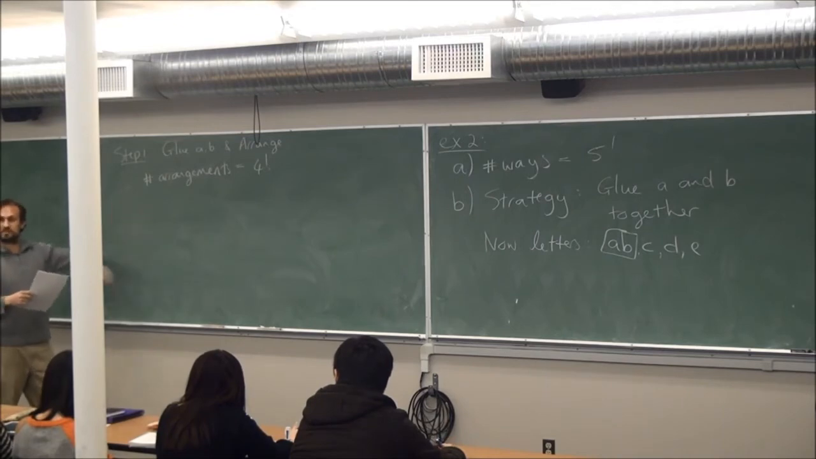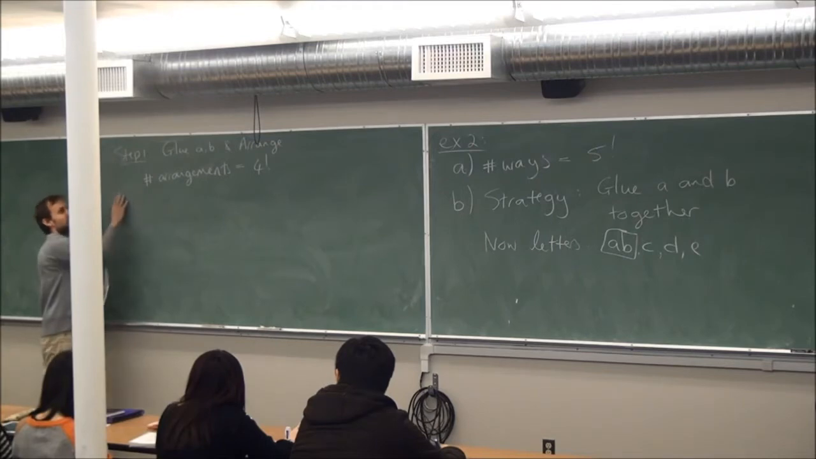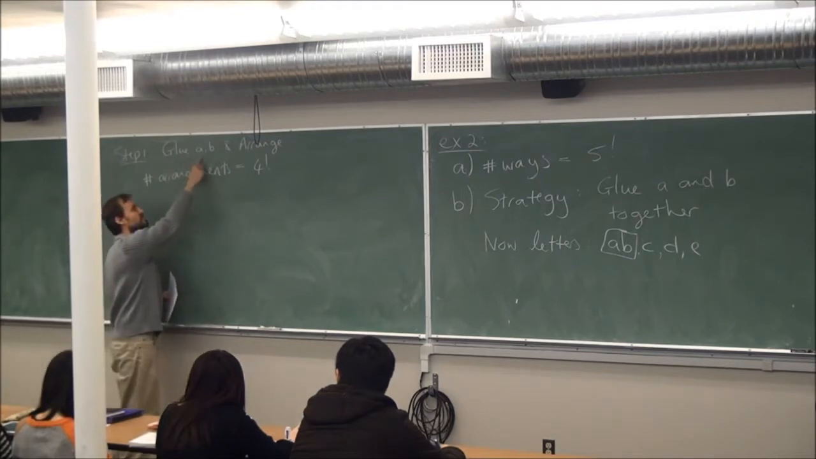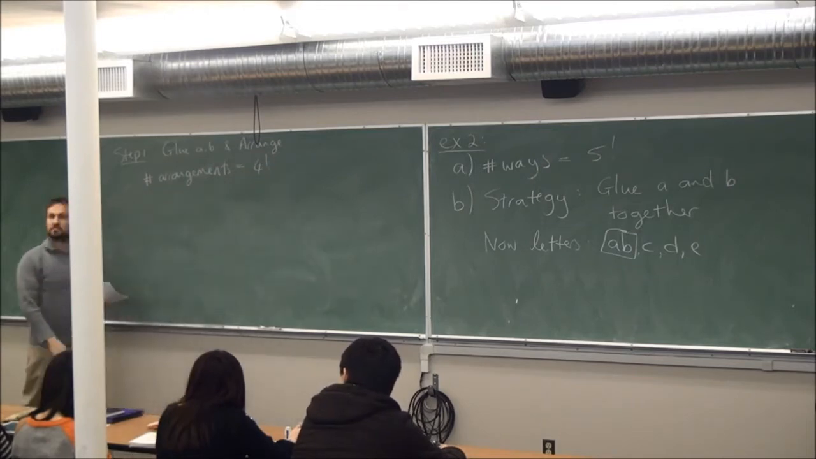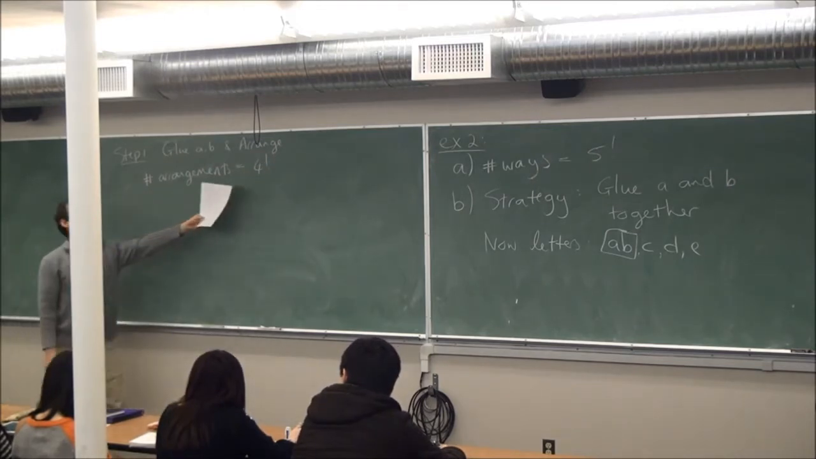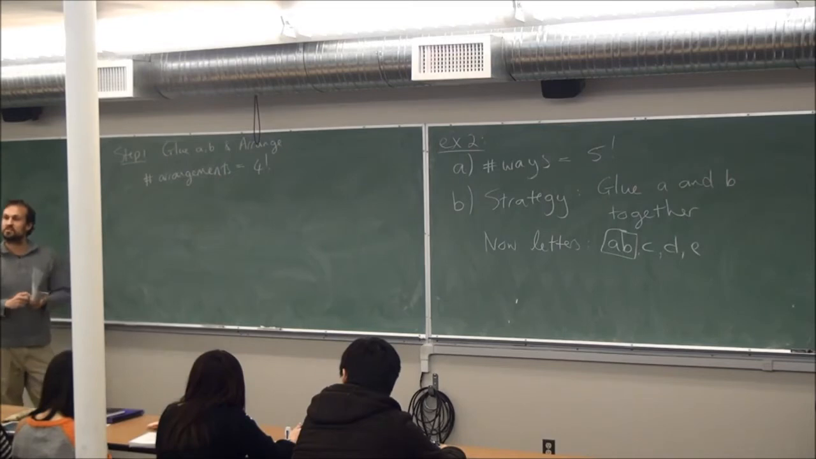I have more steps. Let's just check this step. Is everyone happy with this step? She looks at me and she's not happy. Just this step. All I'm doing is gluing, like that, A and then B, and now I'm arranging those 4 letters. Do you agree the number of ways to arrange these new letters? That's 4 factorial.